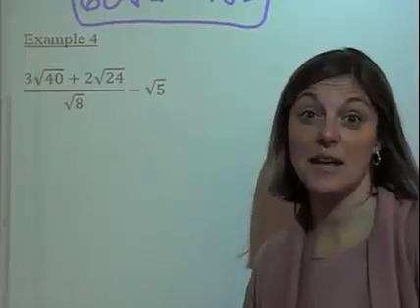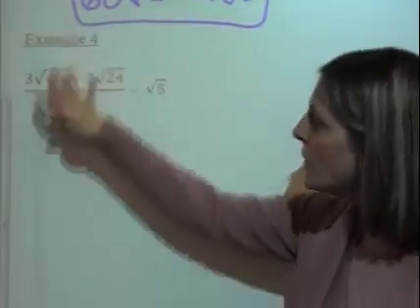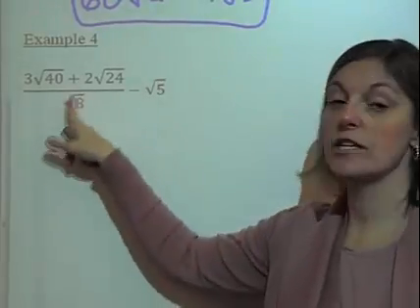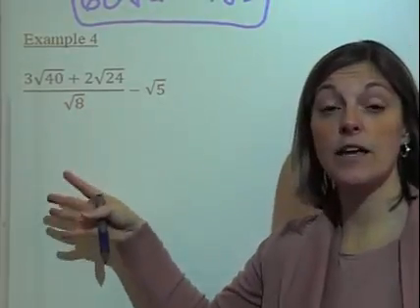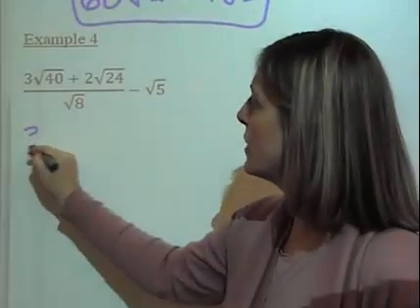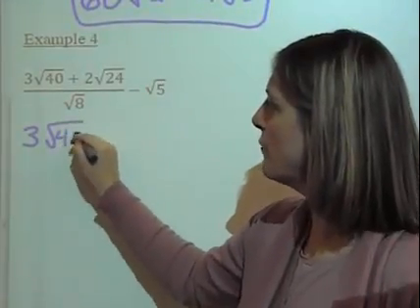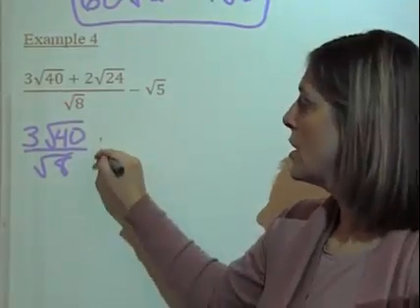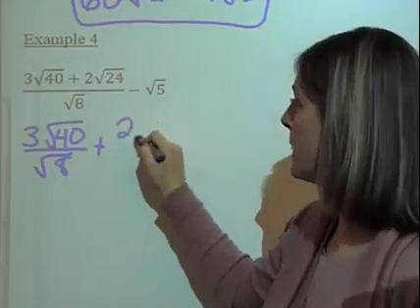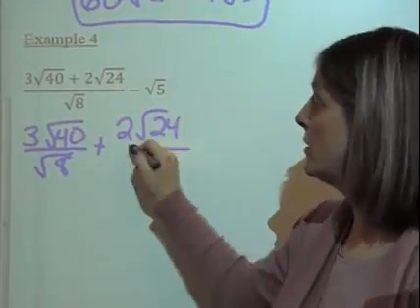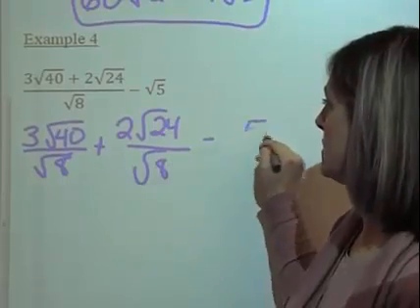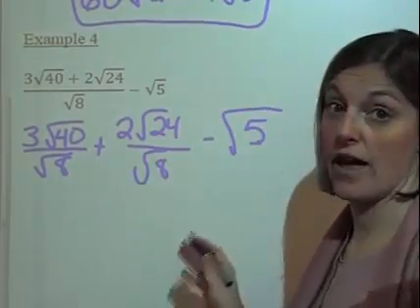Now let's take a look at example number 4. When we have fractions here, we can break them apart. Because this is just one term on the denominator, you can separate that numerator. So we can say 3 square root of 40 over the square root of 8 plus 2 square root of 24 over the square root of 8, and then minus square root of 5.